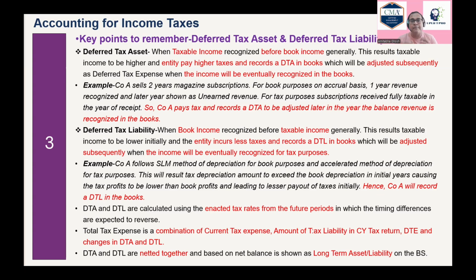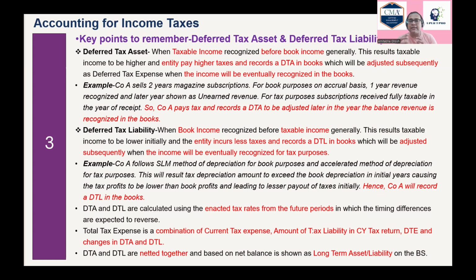in an examination. Coming to the remaining points, the deferred tax asset and deferred tax liability are calculated using the enacted tax rates from the future periods in which the timing differences are expected to reverse. So the enacted tax rates is a catchword that might come in the MCQ, where they may ask you how the DTA and the DTL are basically calculated.